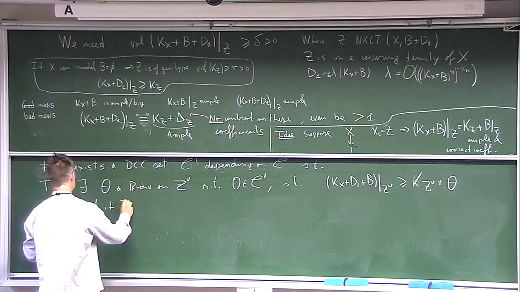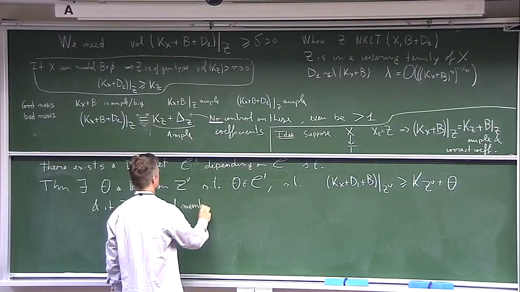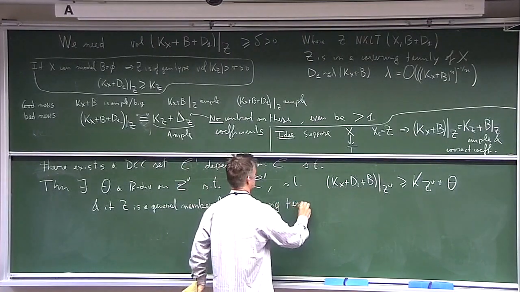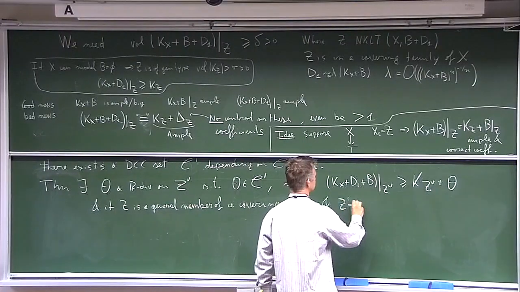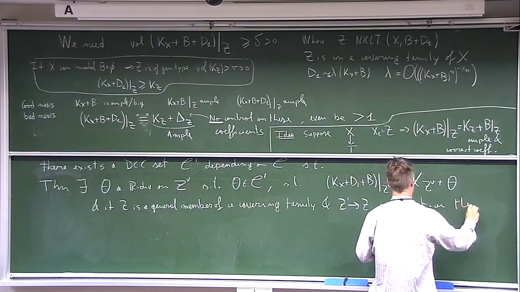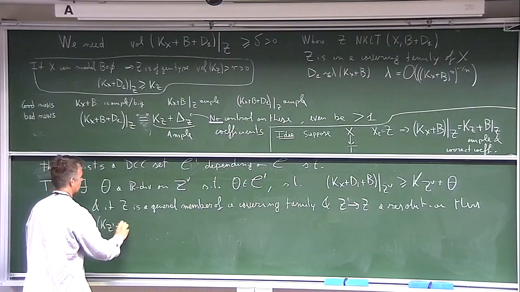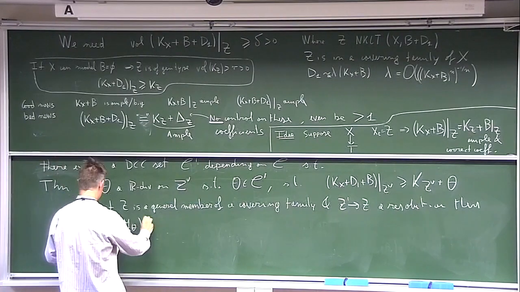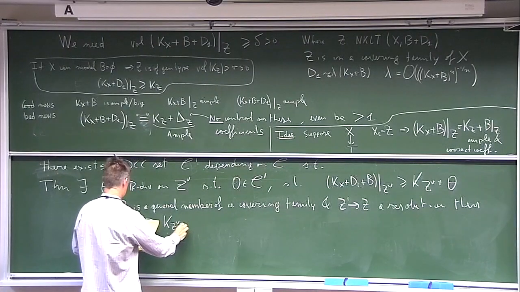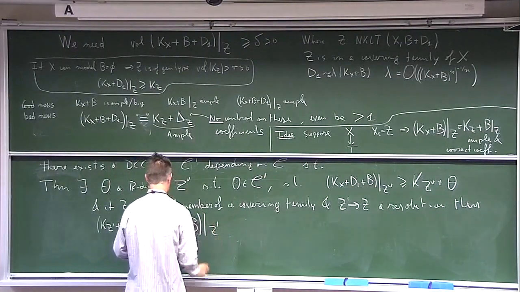And if Z is a general member of a Cambrian family, and let's say Z prime to Z is a resolution, then KZ prime plus M theta will be greater or equal to KZ nu plus KX. I'll explain everything in a second. It's slightly technical, unluckily.